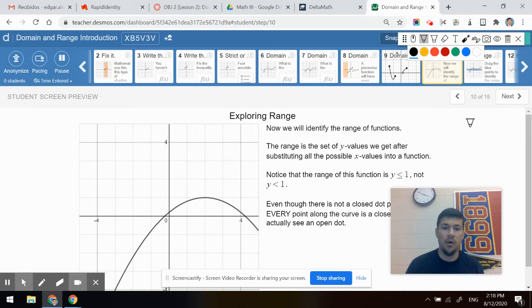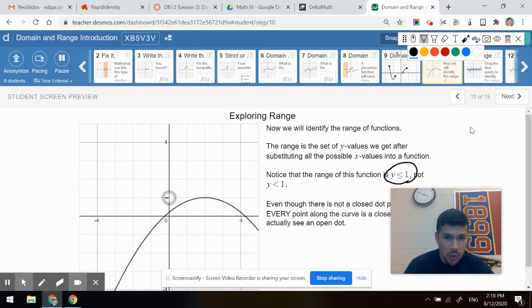All right, let's talk about range now. So just since x's were the domain, then y values are going to be the range. So it says right here very clearly, the range is the set of y values we get after substituting all the possible x values of a function. So in this case, the function that we see in the picture, it says that the range of the function is y is less than or equal to 1.